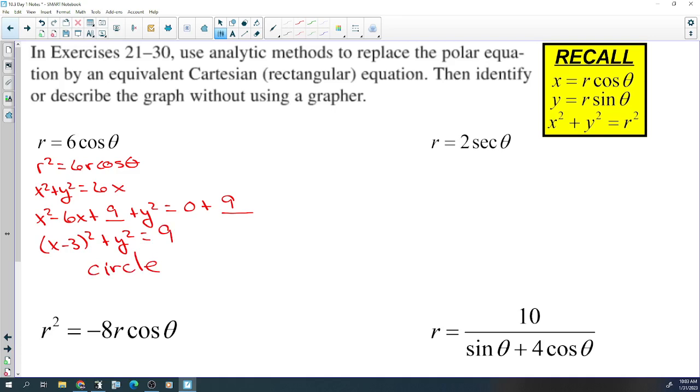But here's where we're headed with this. This is x. 1, 2, 3, 4, 5, 6. So there's the center, 3, 0, right? 3, 0, with a radius of 3. So that's what we're trying to accomplish there. Cosine's the x, so it's going to push it along the positive x axis.